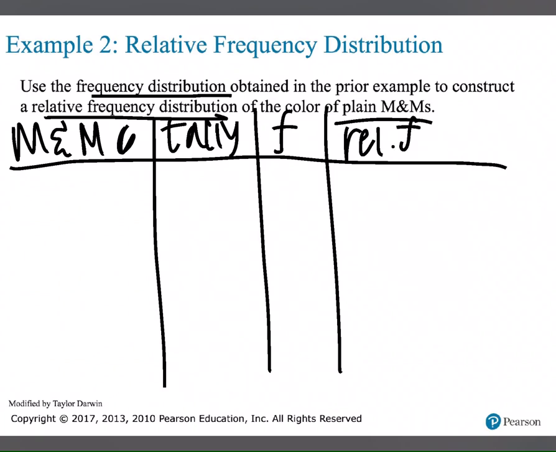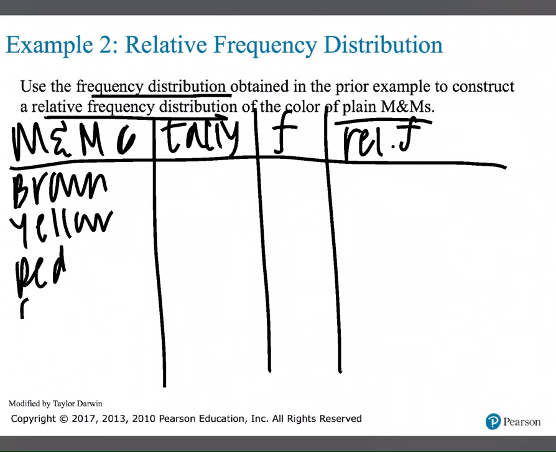So what colors did I have? I had brown, yellow, orange, blue, and green.